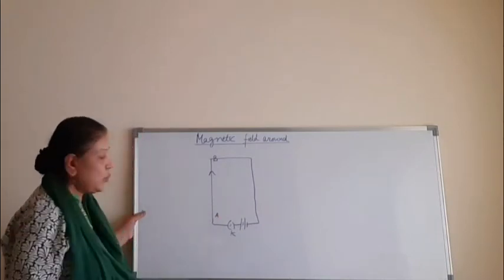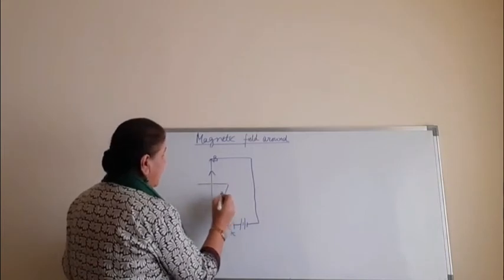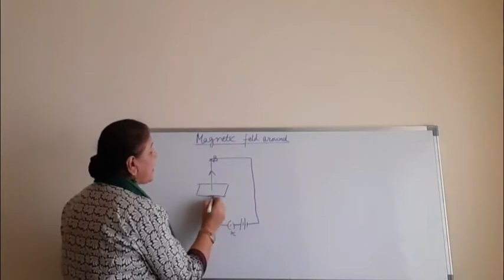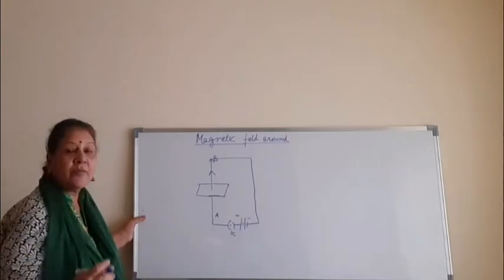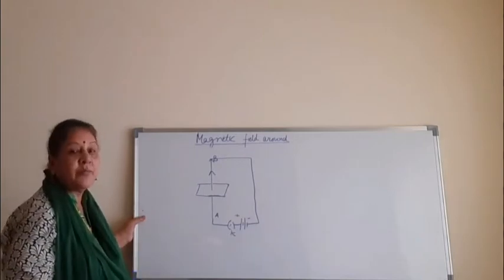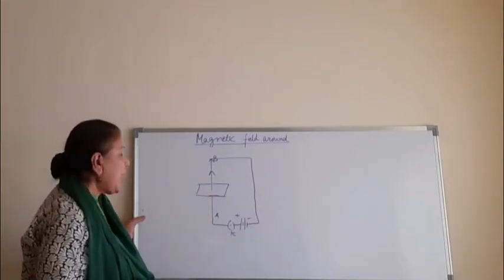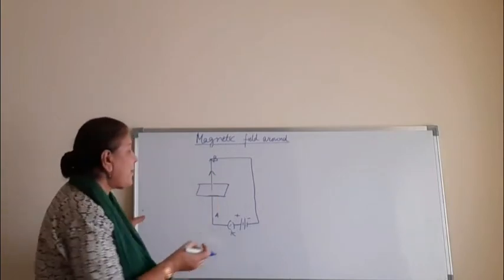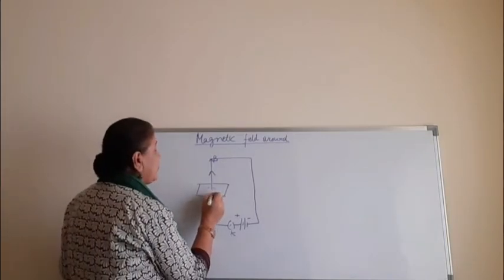It's already shown. We have one cardboard, and say this wire is passing through the cardboard. Now the current is flowing through it. Because of the current, a magnetic field is produced around this current carrying straight wire, and if you put some iron filings over it and tap it here, the iron filings will be arranged in the form of concentric circles.